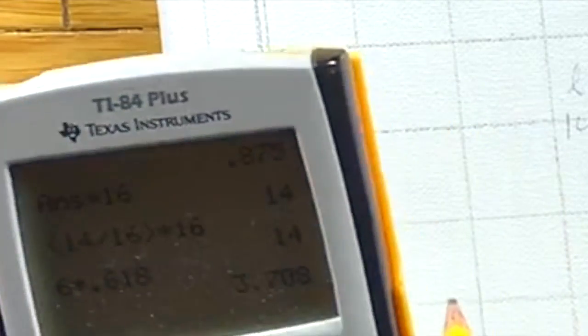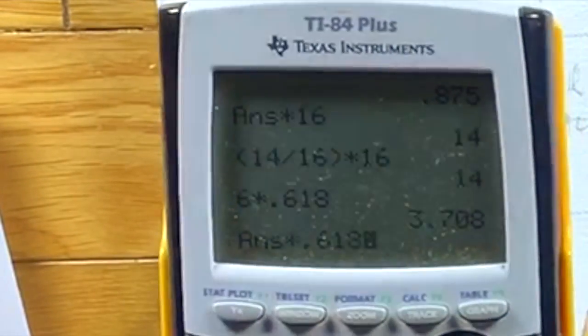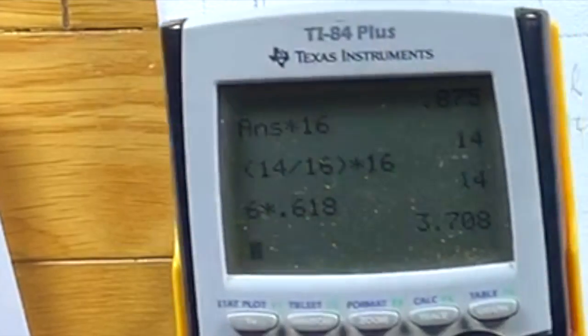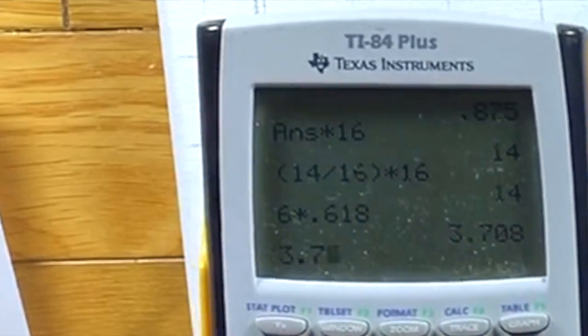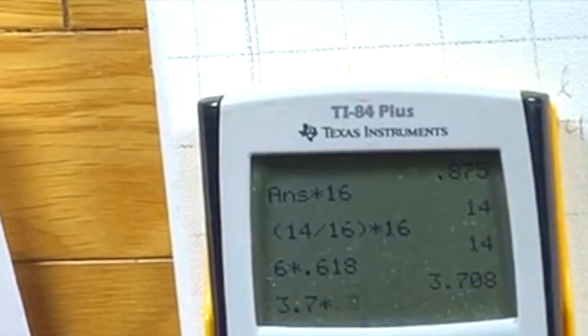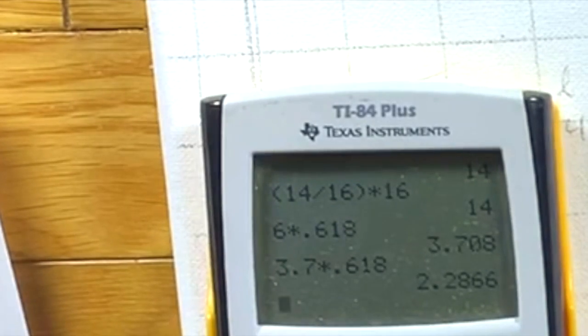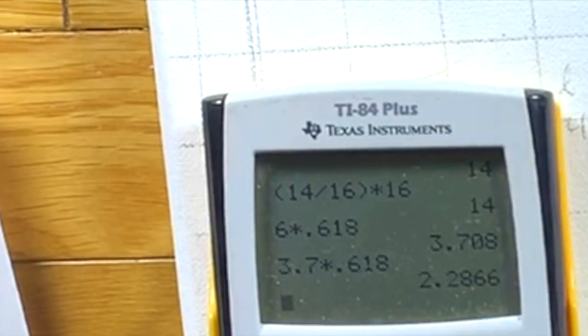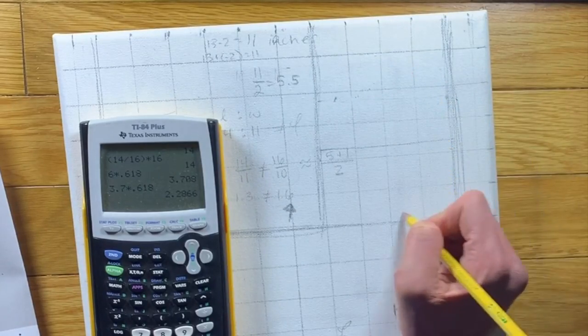So now we have 3 7/10 times 0.618. Or I can type it out so you can see 3 7/10 times 0.618 is 2.2, which is what it looks like, about 2.2. So then I make my square on the outside 2.2.